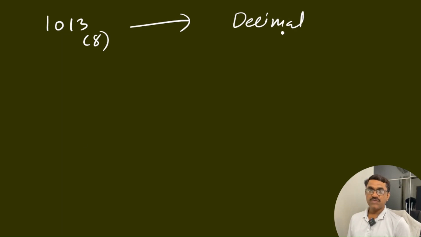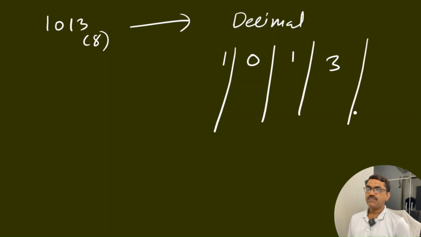Now, how to get this decimal number? As we have seen in yesterday's class, how to convert the binary into equivalent decimal, here also you take the octal number 1 0 1 3. Now from right to left, you take 8 to the power of 0, means the 3 is at the unit position, 8 to the power of 0, next 8 to the power of 1, 8 to the power of 2. Why are we taking 8? Because the octal number base is 8. Here 8 to the power of 3.